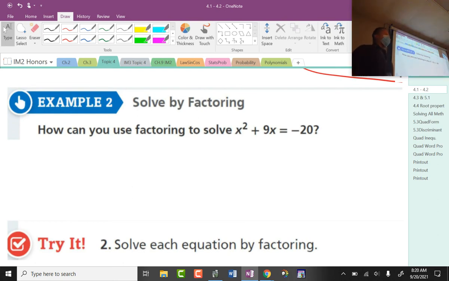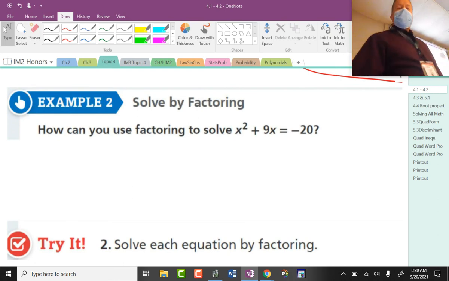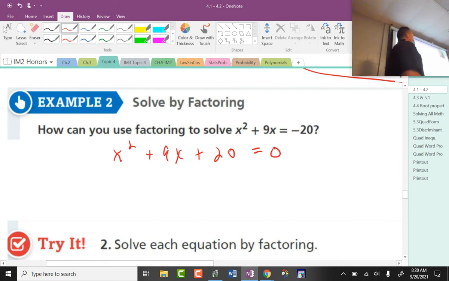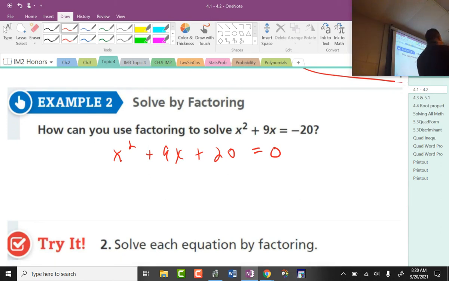What can I do to get it equal to 0? Don't answer that as a group. This is what you got to do. You got to add 20 to both sides and get it equal to 0. See, because x squared and x don't combine. They're not like terms. It's not like I can isolate this and get this solved. So I have 2 different iterations of x here. I have x squared and x that don't combine. Oh, okay, so if I add 20, now I have a factorable situation.